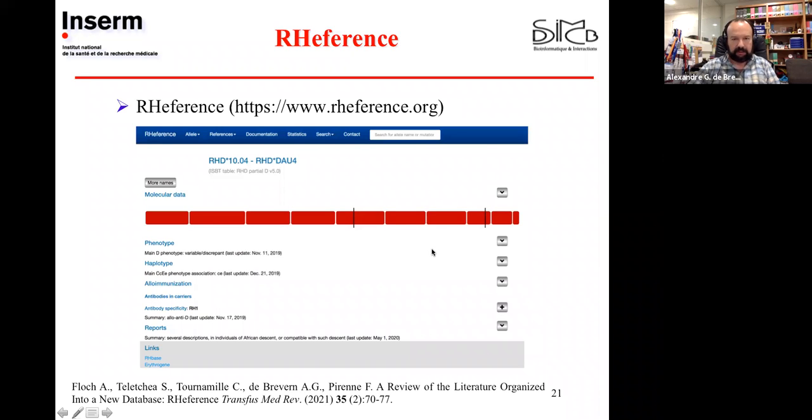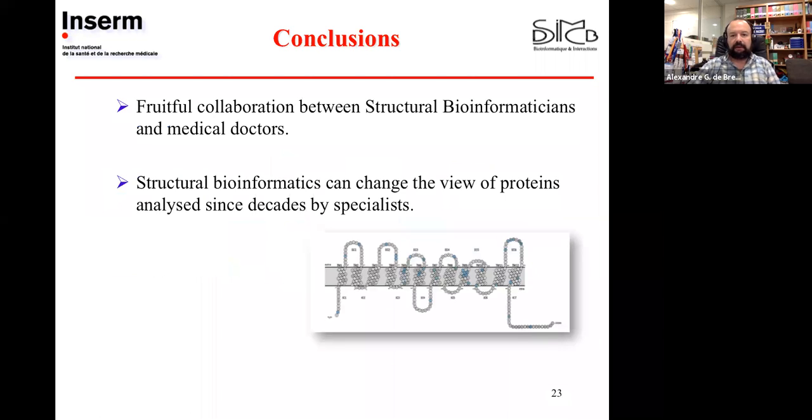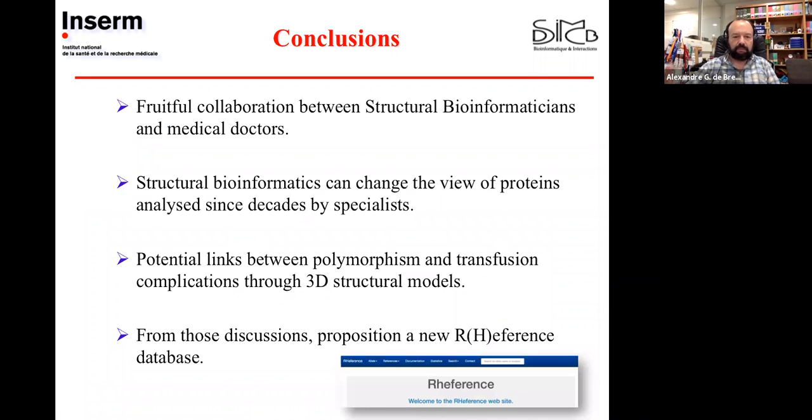So the conclusion of this work is that it was a very fruitful collaboration between structural bioinformaticians and medical doctors. Interestingly, we have seen that we can change the view of proteins analyzed for decades by specialists. There is a potential link between polymorphism and transfusion complications through these 3D structural models. And from all these discussions we had, we have proposed a new RHeference database.